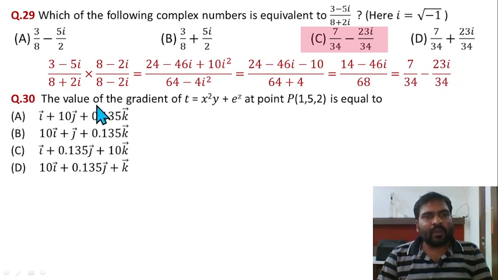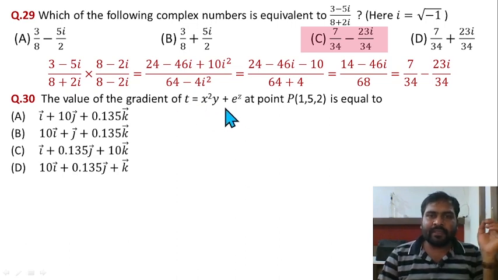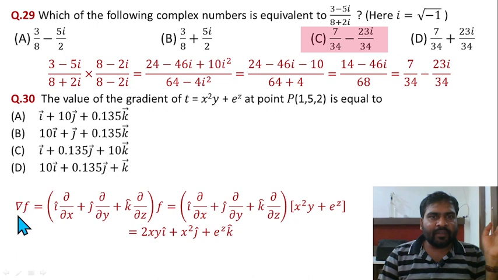Question 30. The value of gradient of T equal to x square y plus e raised to power z at point P(1, 5, 2) is equal to. So the gradient of any scalar function is going to be a vector quantity. The gradient formula is written here: i cap del over del x plus j cap del over del y plus k cap del over del z of the function. The function is given here, x square y plus e raised to power z. So put it there and solve it.